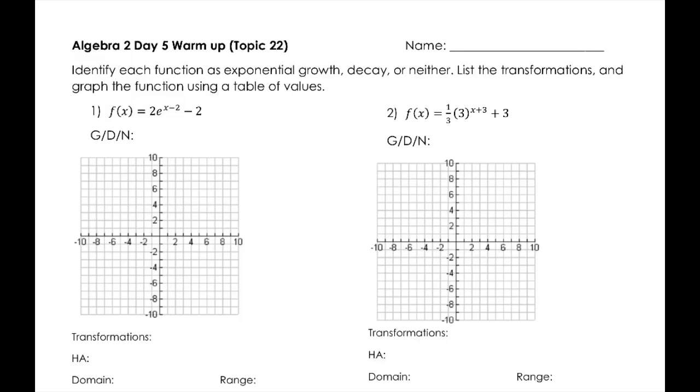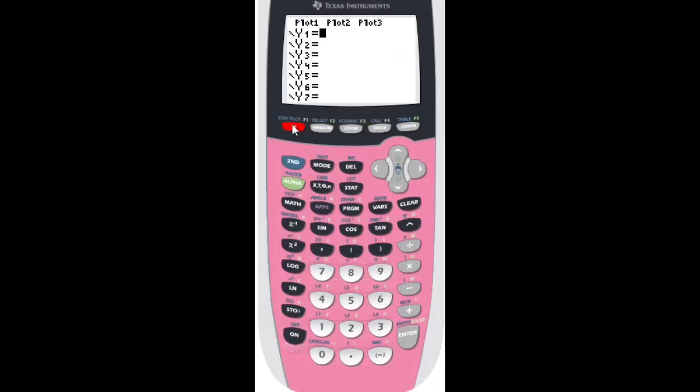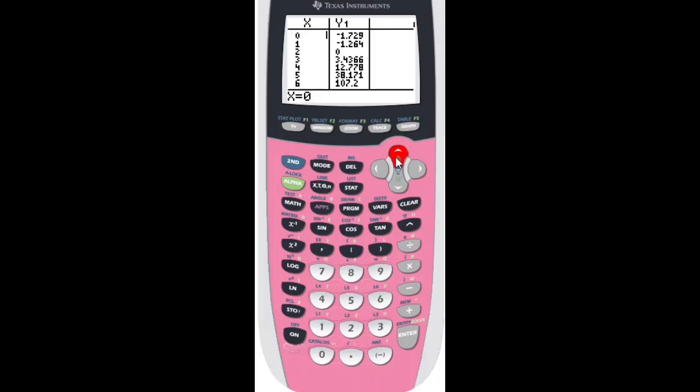So the first thing we're going to do for our warm-up is type this function into our calculator and see what it looks like. So I'm going straight to y equals and typing it in exactly as I see it. Use your second natural log to pull up the e, make sure you got your exponents, and then we go to zoom 6 to get a standard graph, and second graph to pull up the table of values.